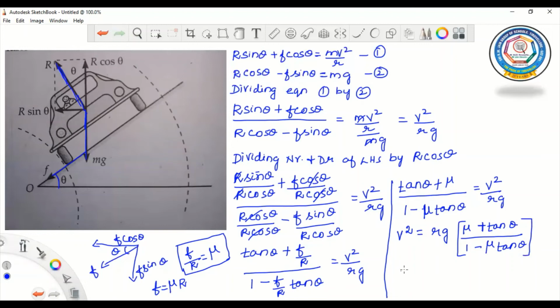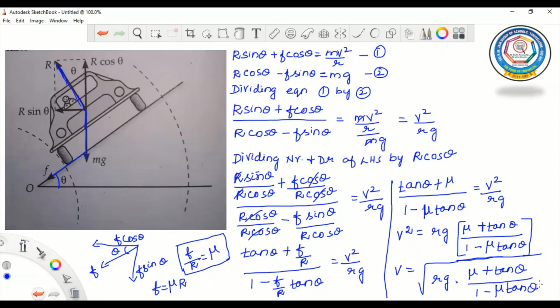So v is equal to the root of rg into mu plus tan theta divided by 1 minus mu tan theta.